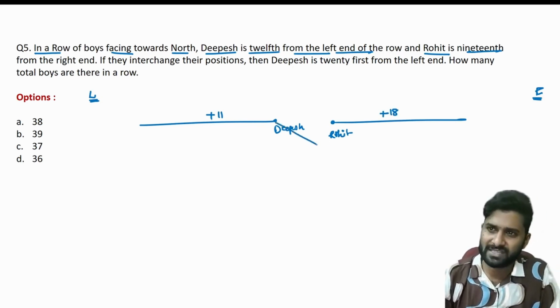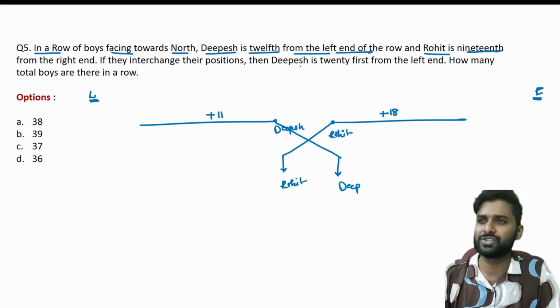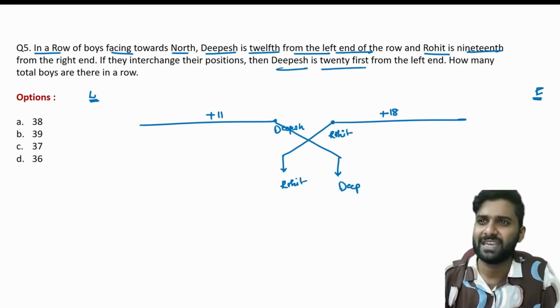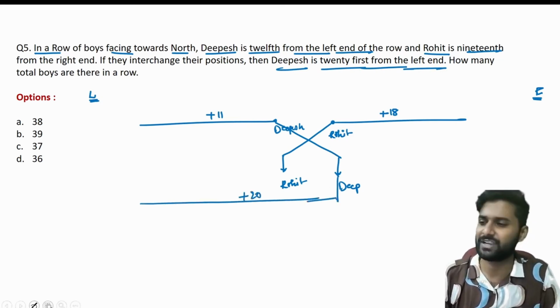If both interchange their positions, you have to place Deepesh here and Rohit here. After interchanging both positions, Deepesh is 21st from the left end. So his position is 21st. Hope you understand the diagram. If you exclude that person, there are 20 people.